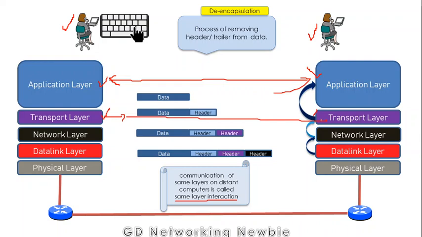And when adjacent layers on the same computer interact with each other, then we call it adjacent layer interaction. When the same layers on distant computers interact with each other, we call it same layer interaction.